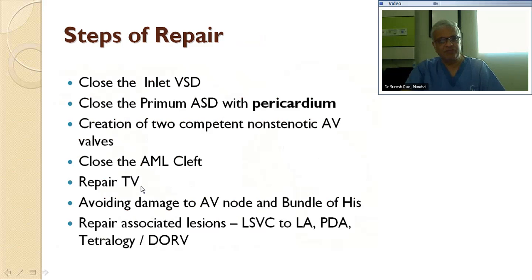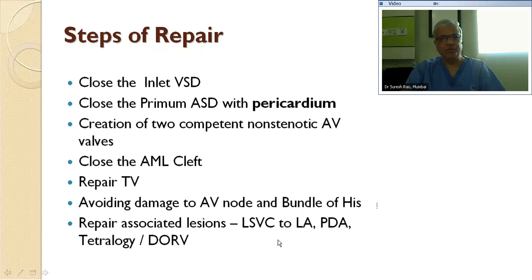This is one thing that is not paid attention to, but it's also extremely important in the long term. We should also try to make the tricuspid valve as competent as possible. Avoid damage to the AV node and bundle of His by carefully placing the sutures in this area, and of course repair associated lesions, like if the LSVC is draining into the left atrium, because LSVC is a pretty common issue with this. Sometimes an unroofed coronary sinus, PDA, they all have to be fixed in the repair.